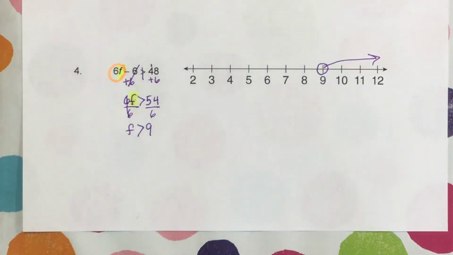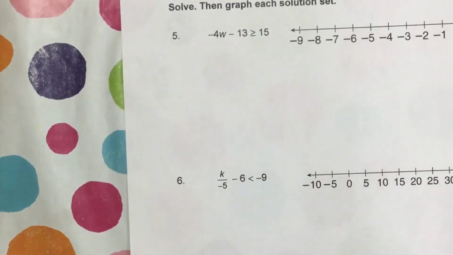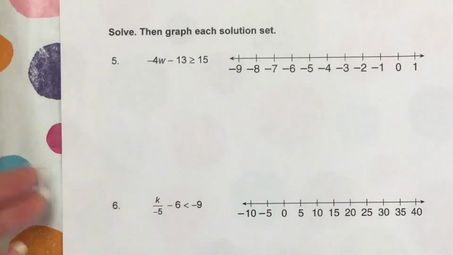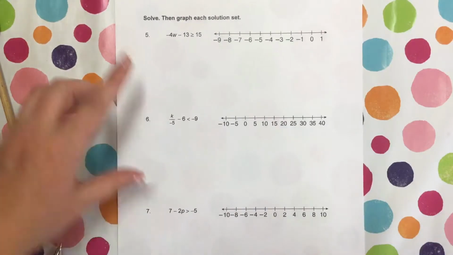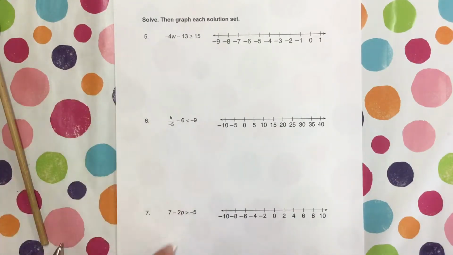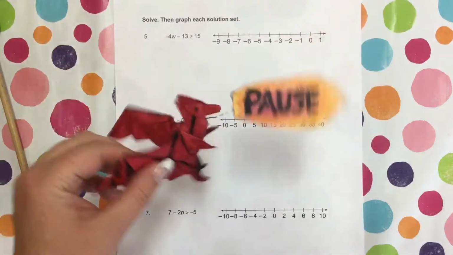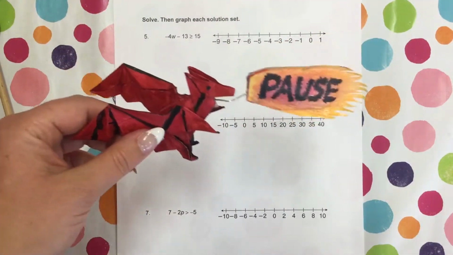Okay, we're moving on to problems number 5, 6, and 7. For these, I want you to try to do them on your own. Solve them and also graph them here. And remember, if ever you multiply or divide by a negative number, you have to flip that sign. Flip it. Where's our friend the pause dragon, reminding us to pause your device? When you get done, press play, and we'll go over the answers. All right, see you in a bit.